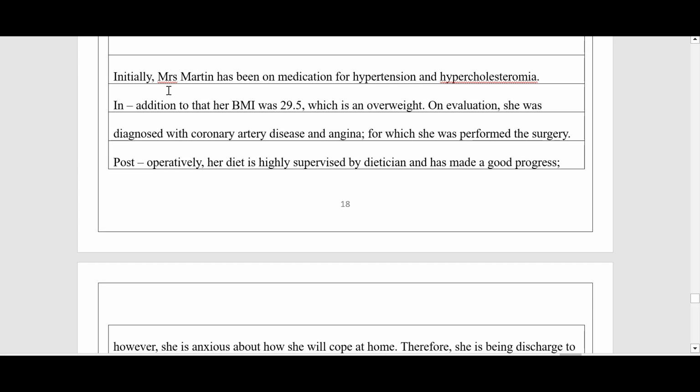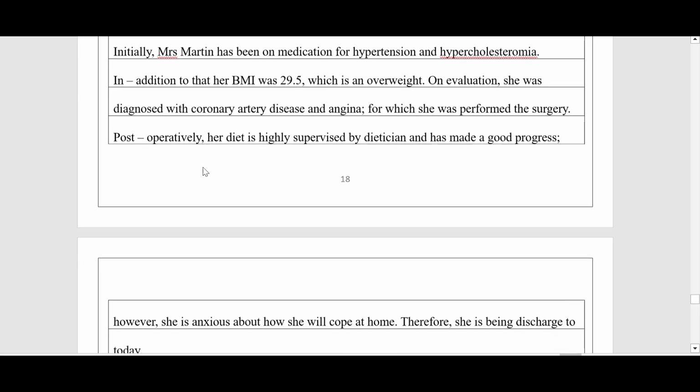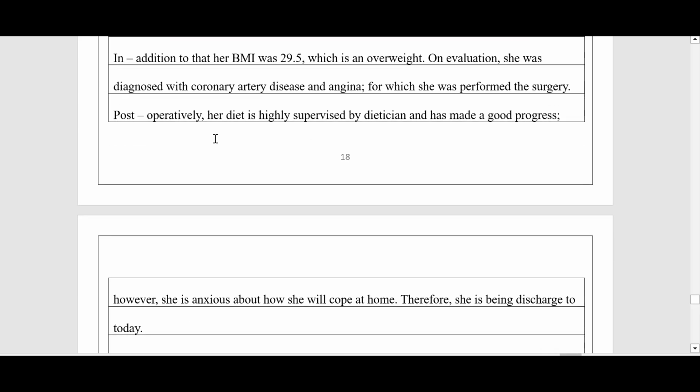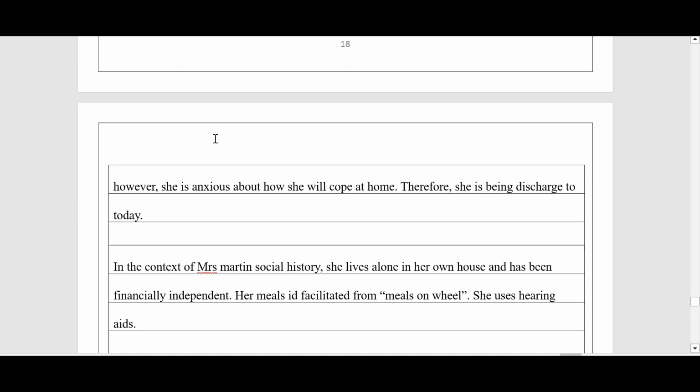See, it is clearly initially, in addition, on evaluation, on assessment, postoperatively. These all are the connectors in the present medical history. Therefore, she is being discharged. This is a discharge, and it is in the question, right? If the "ed" is there, then that is not the one. She has been discharged today.